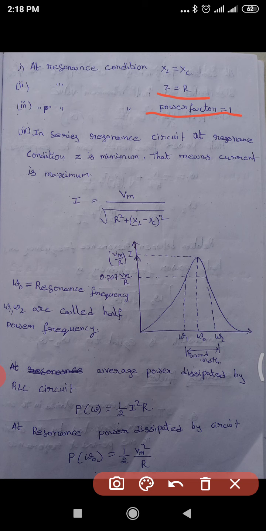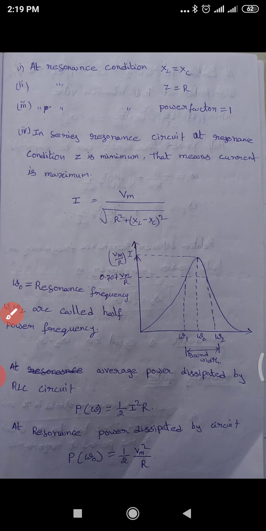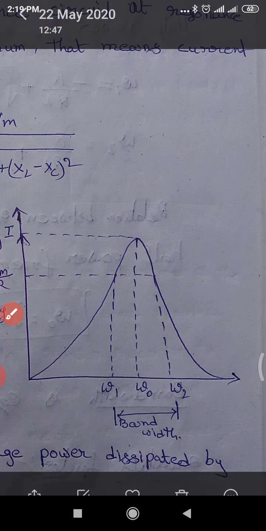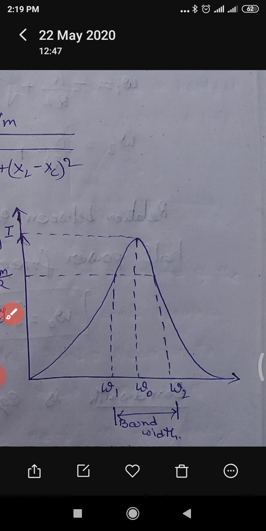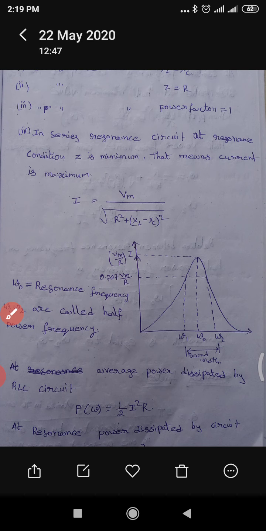If you observe this waveform, at omega naught the current magnitude is high. This is omega naught, that means the resonant frequency. At this frequency only we get the maximum current I. That means at resonance condition we are sending the maximum current through the circuit.